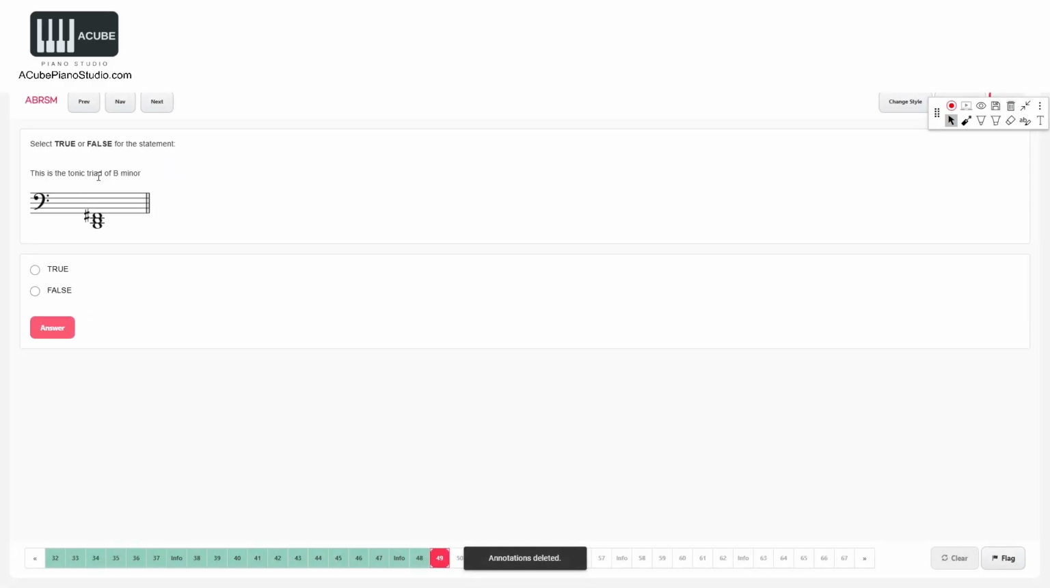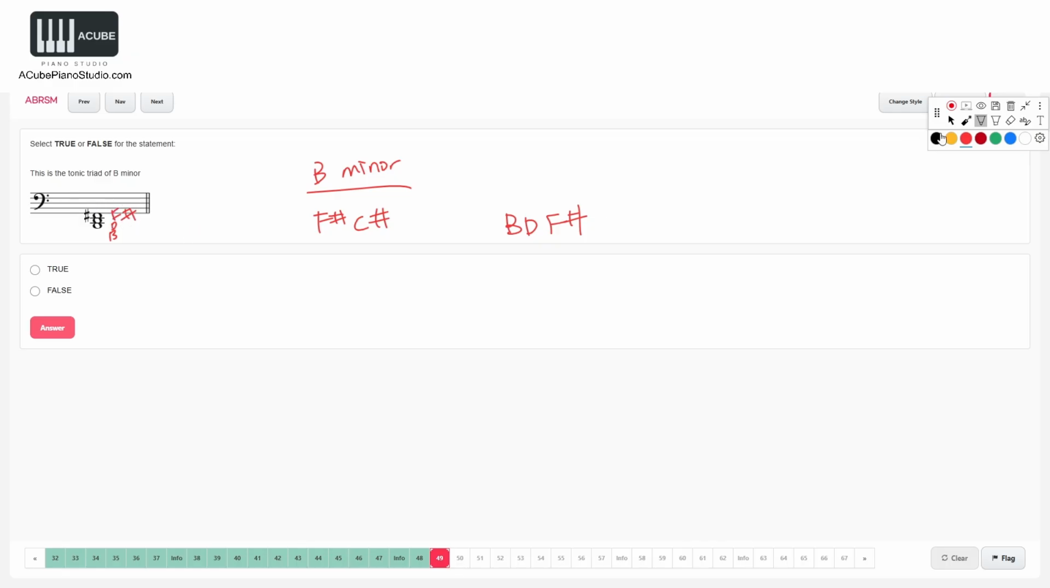Next, this is the tonic triad of B minor. B minor has a key signature of F sharp and C sharp. So your tonic triad should be B, D, F sharp. This is F, D, B, so it's B, D, F sharp. So yes, it's correct. This is the tonic triad of B minor. It's true.